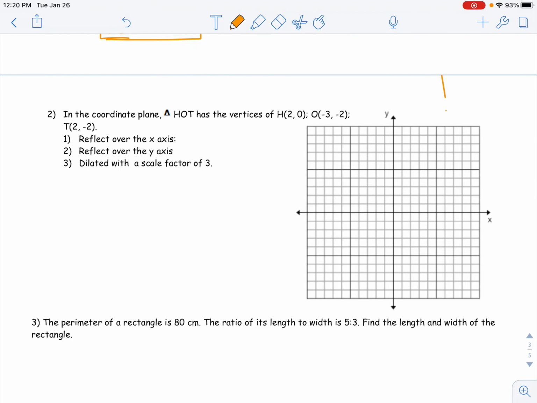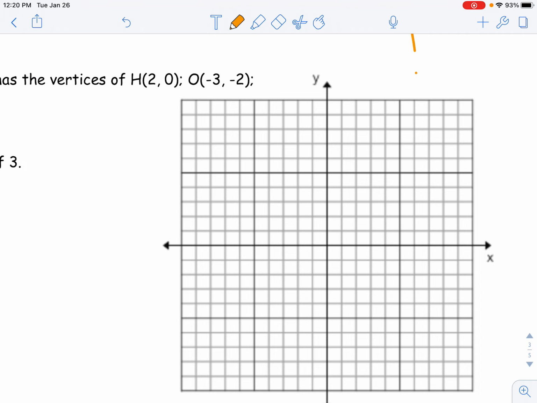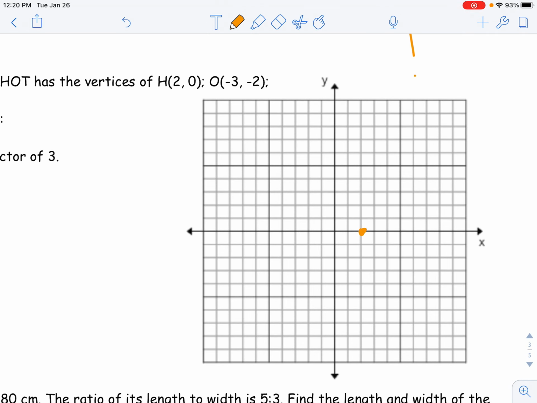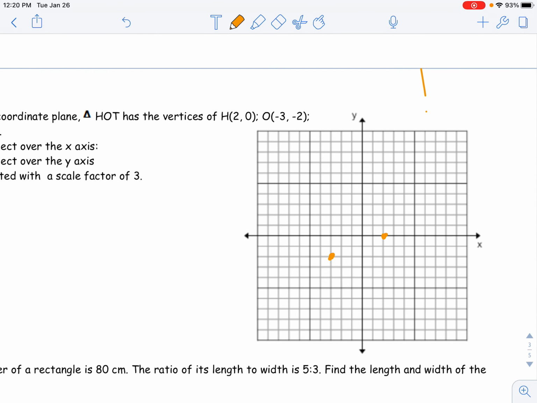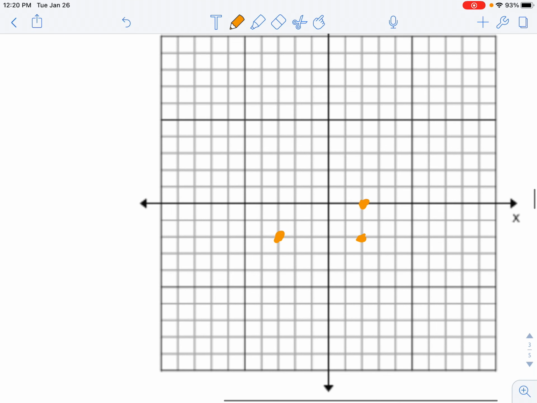Number 2, in the coordinate plane, triangle HOT has the vertices. So H is 2, 0, T is -3, -2, and then O is 2, -2. All right.